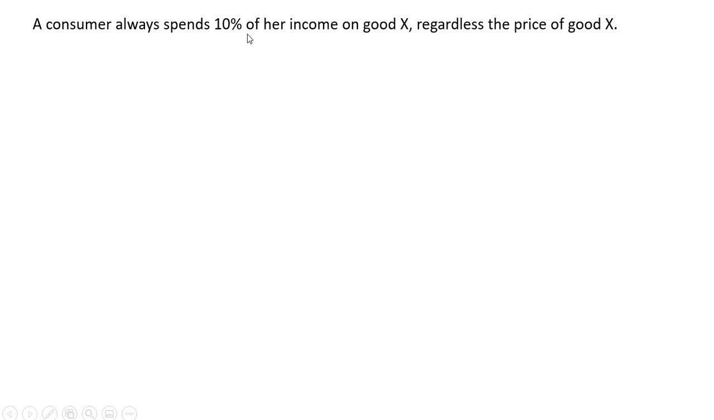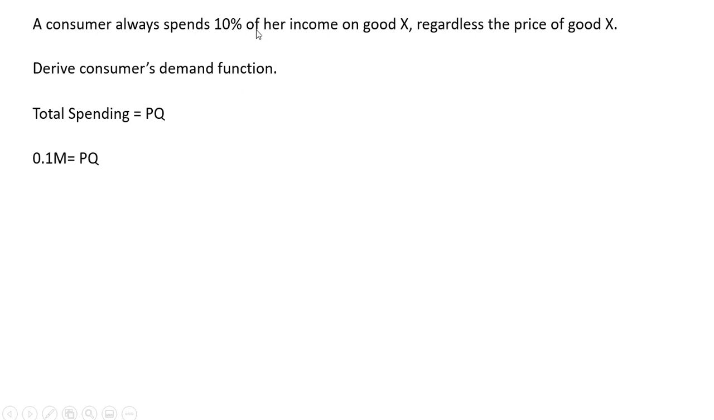So a consumer always spends 10% of her income on good X, regardless of the price of good X. Let's first derive the consumer's demand function. Total spending on a good will equal the price of the good times the quantity purchased. We're told that this consumer will spend 10% of her income, so that's the 0.1, and M represents money income. So the left-hand side is the 10% of her income being spent on this good. And so if we solve for Q by dividing through by price, P, we have the consumer's demand function.